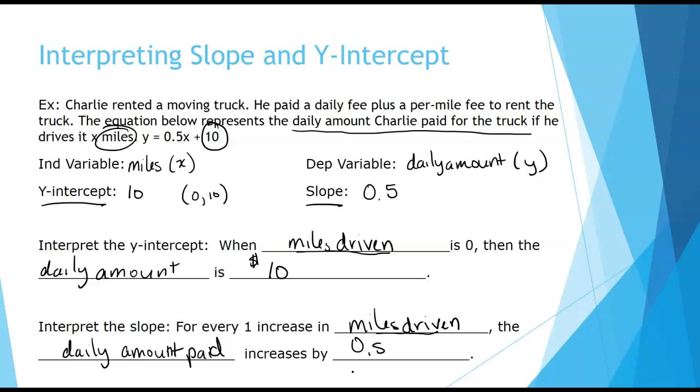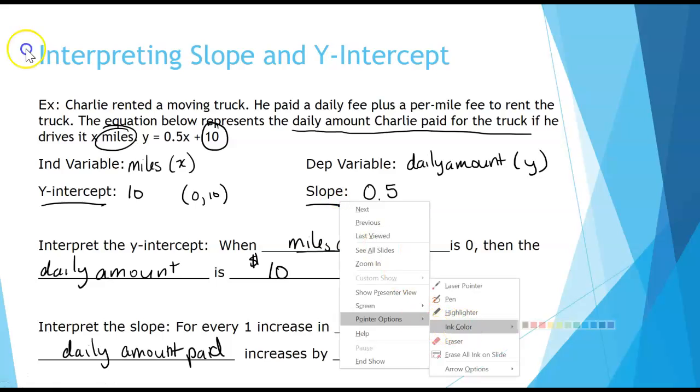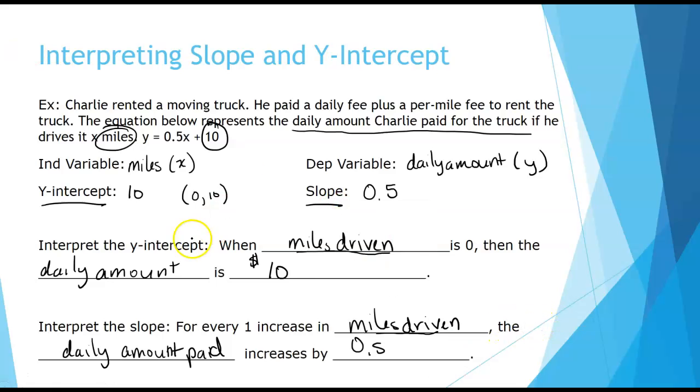Let's make sure that makes sense to us. Remember that x is miles, and y is our daily amount paid. So our daily amount paid increases by, we don't want to say 0.5, we want to treat that as 50 cents. So I'm going to write that as 50 cents, not $50, 50 cents there.